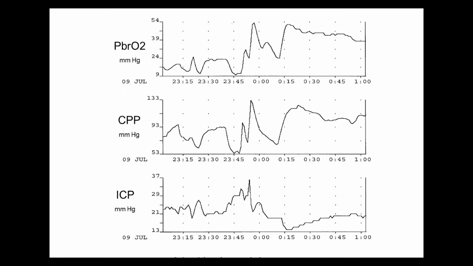And you see in the middle panel the cerebral perfusion pressure. This is the mean arterial pressure minus ICP. And you see that these two curves have a striking parallel similarity. They're moving up and down together. Clearly, this patient is not autoregulating, and the PbTO2 levels are dependent on the CPP levels.